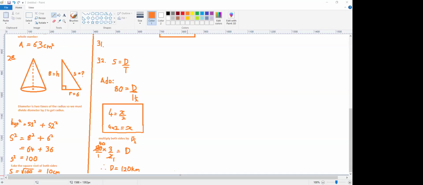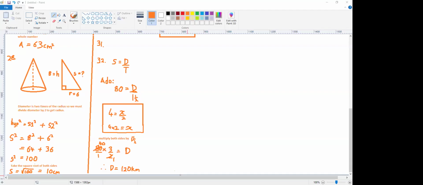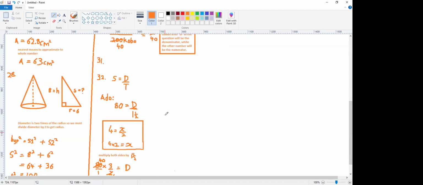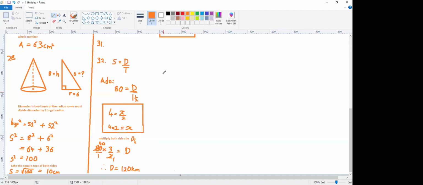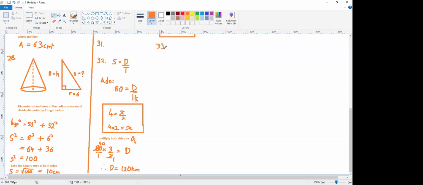How far is distance? How long is time. Is that okay? Write that down in your book. How long is what? How far is distance? How long is time? Let's do number 33. Don't allow this thing to confuse you. It's very, very simple. How far is distance? How long is time?